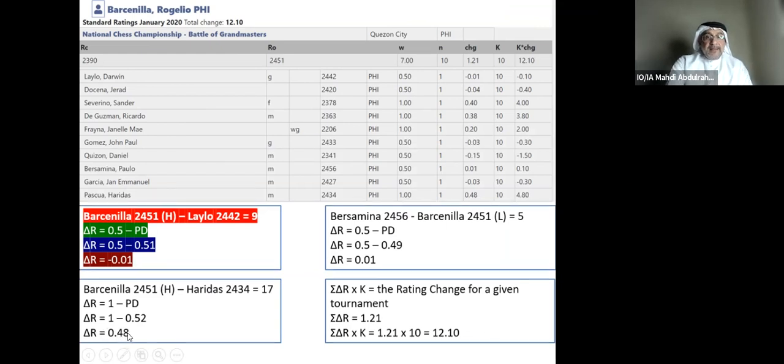Then we check his K factor. Because his ELO is more than 24, his K factor will be 10. So 10 times 0.48 is the rating change for this player. For each player we use the same formula, the same calculation. At the end, we add 1 plus 2 plus 3 to get one figure, and this figure will be our rating change. It's very easy.